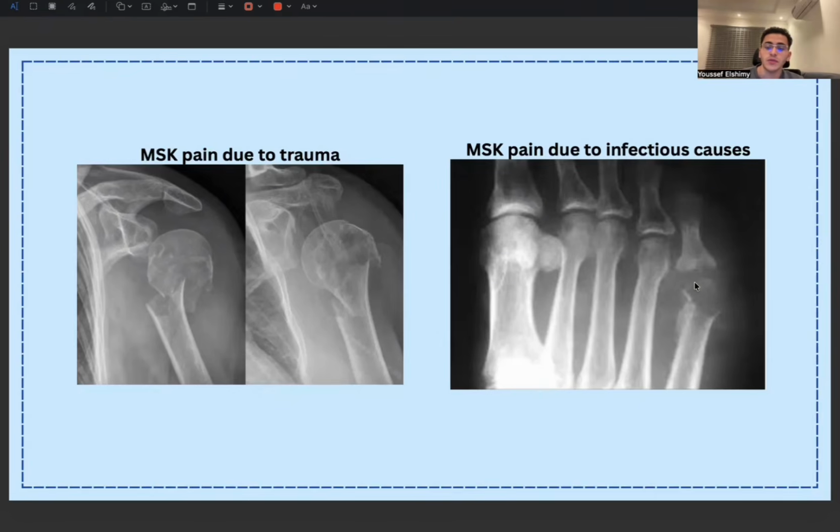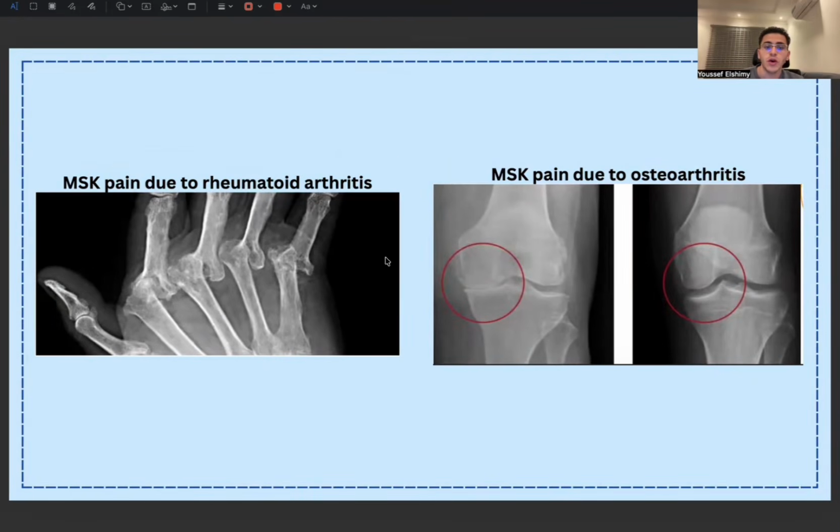So based on that and based on physical examination, you look for, for example, pus in this area, as well as any signs of redness, hotness, swelling, pain. Then we confirm using our imaging. And in imaging, you can see how there's bone destruction. And most probably it's an infectious cause based on history, physical exam, and imaging. So it's osteomyelitis.